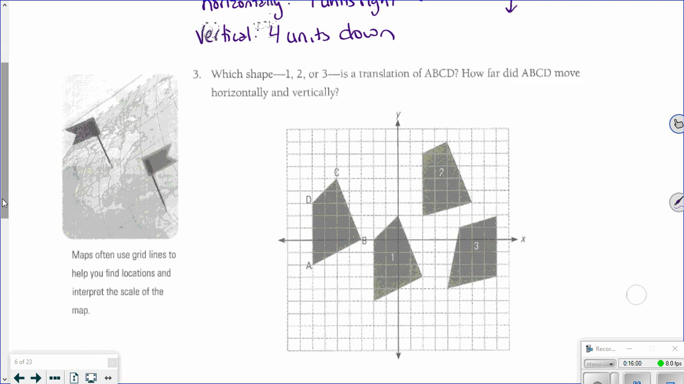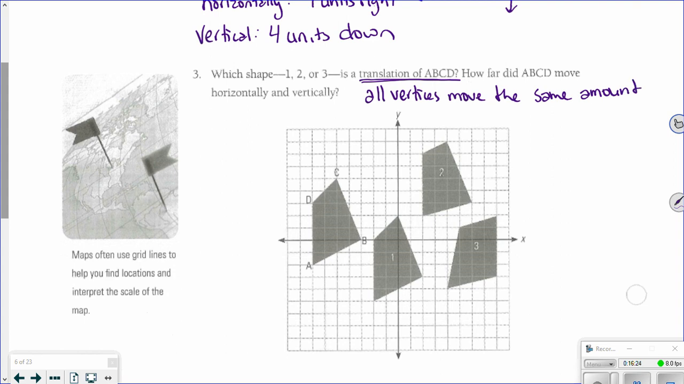Okay, the other thing it can ask you to do is figure out if something is actually a translation of your original. If it is a translation, all the vertices move the same amount. So they're all right 2, up 3, or they're all left 4, down 1. It doesn't matter what it is, they all move the same amount.